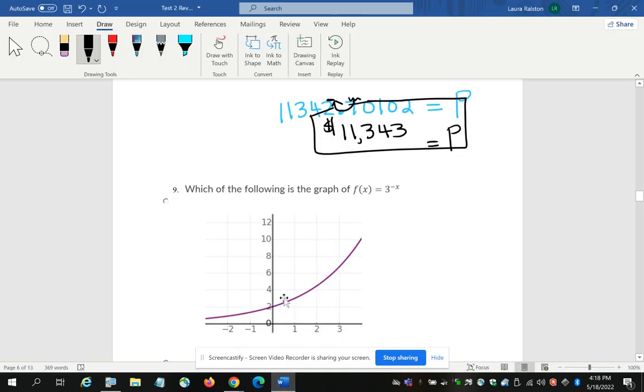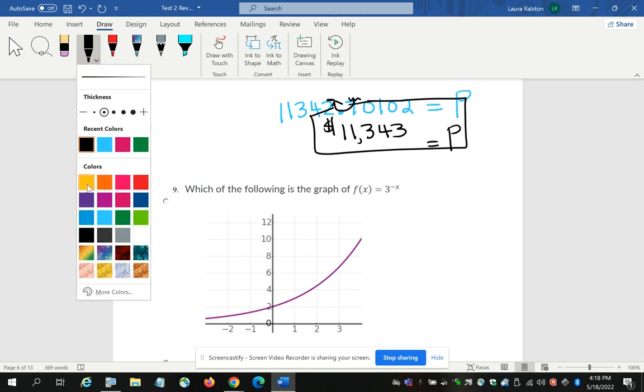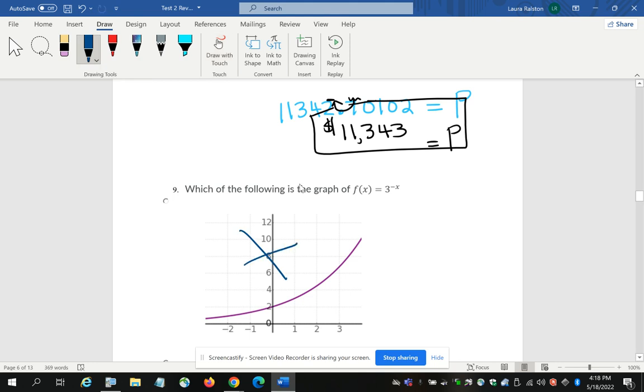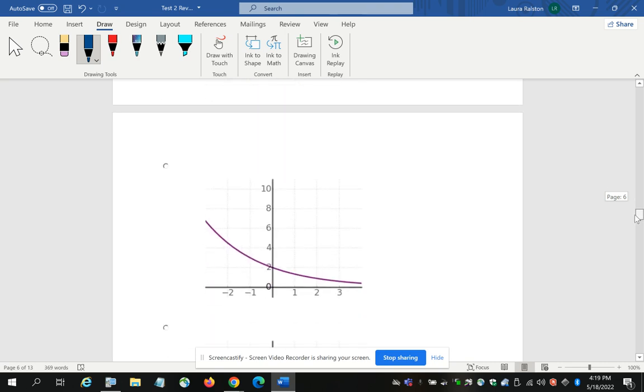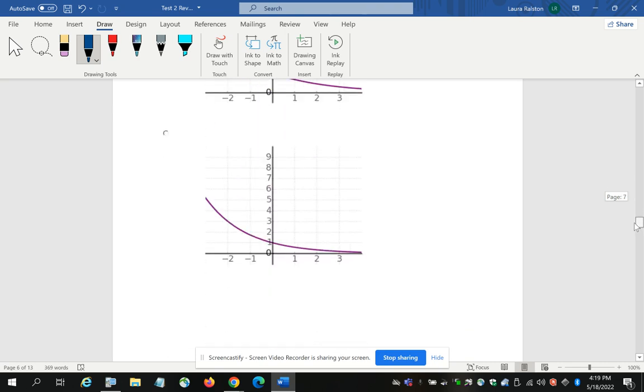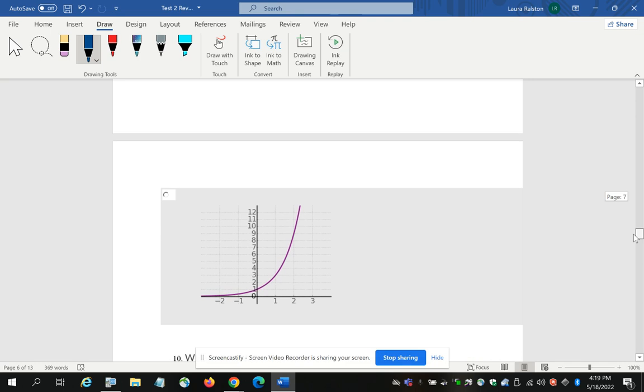So when I look at the first one, even without looking at the scale, I notice that it doesn't come down from left to right. So it can't be the first one, just from the shape. It might be the second one. It could be the third one. It could be the fourth one. And it can't be the fifth one. Okay, because of the direction.